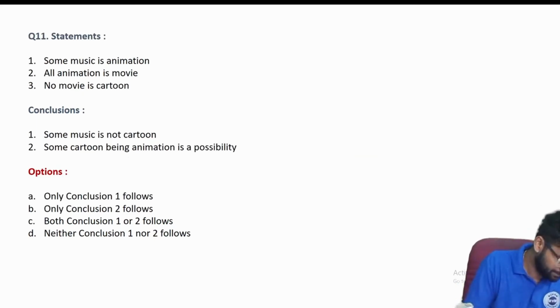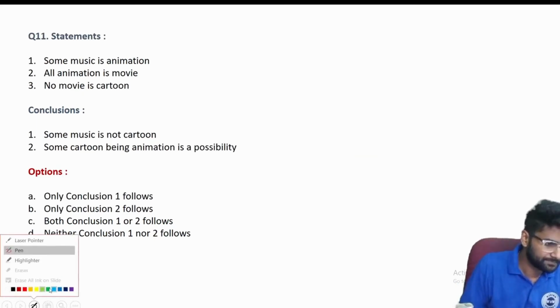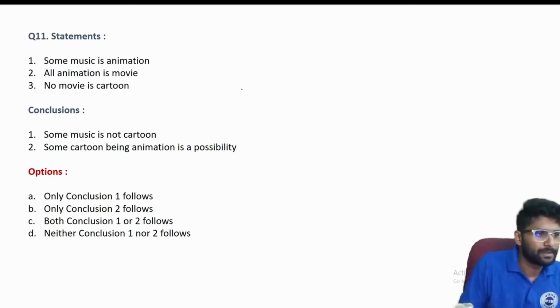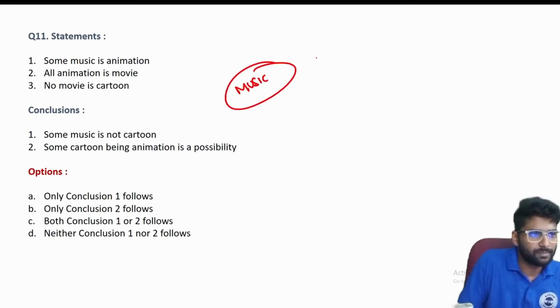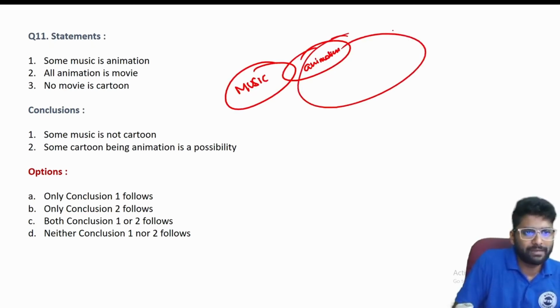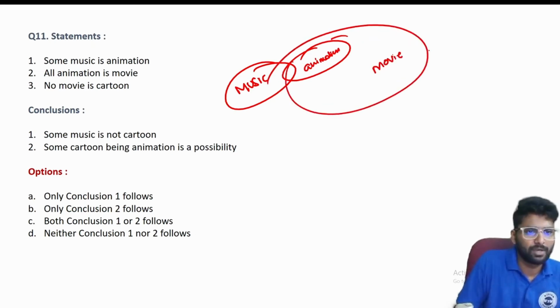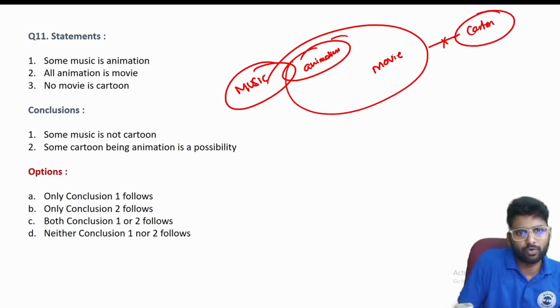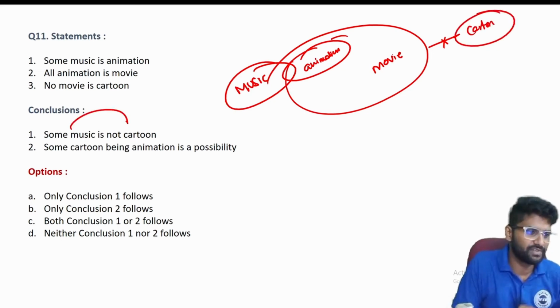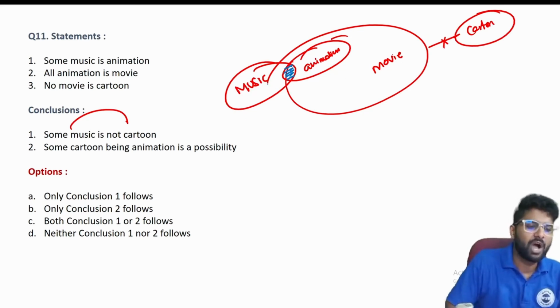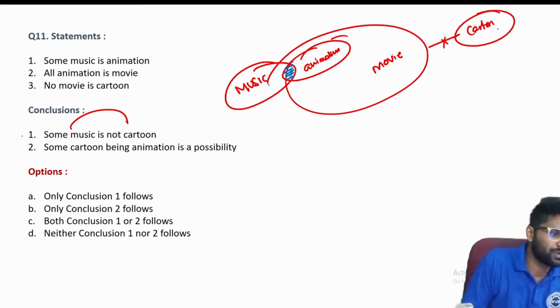Next we have one more question. See, some music is animation. All animation is movie. No movie is cartoon. Now see again the some-not case, verify whether all music can be cartoon or not. Guys, is it possible that all music is cartoon? Not possible. Why? Because if you take the entire music, you will get movie. If movie is there, you cannot place it with cartoon. That's why all music is not cartoon. Definitely some music is also not cartoon.